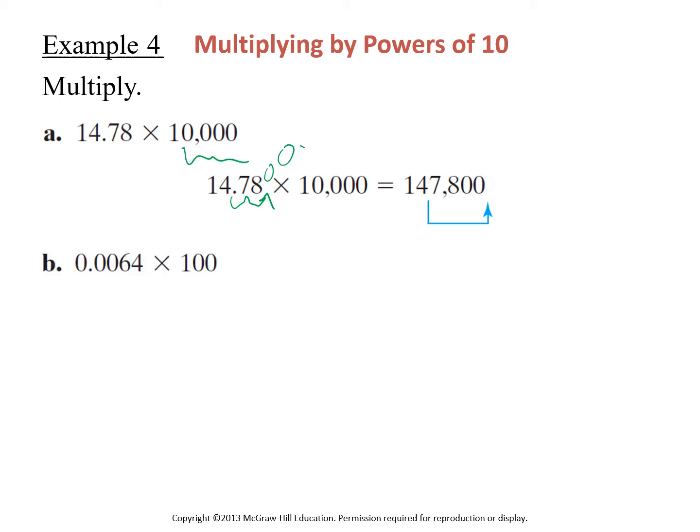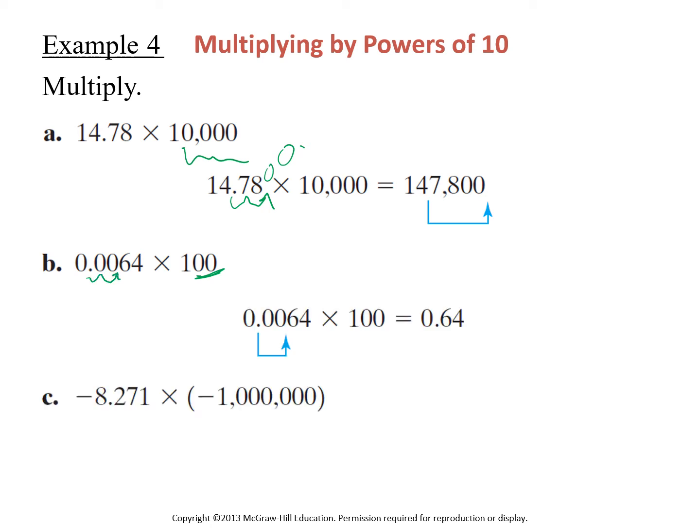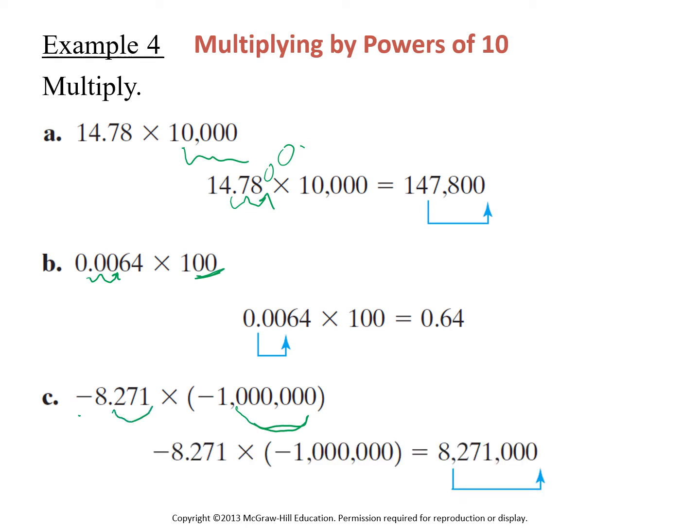So here I'm multiplying by 100. So I'll be moving the decimal point 2 places to the right. And here it doesn't matter that they're negative numbers. A negative times a negative will give us a positive product. We're still moving our decimal point 6 places to the right. So here's 3 places, and we'll have to add 3 zeros onto the end.